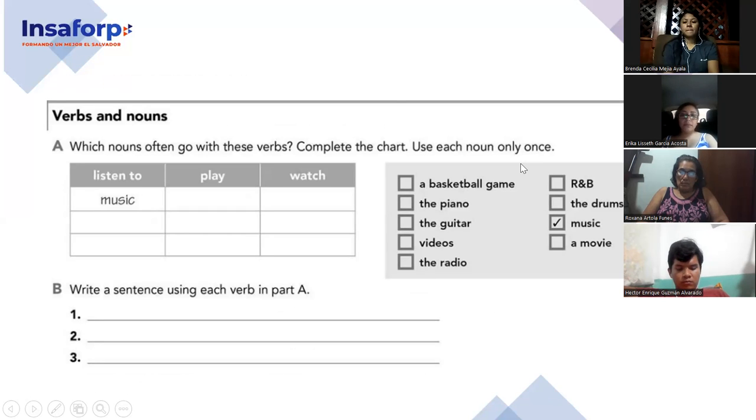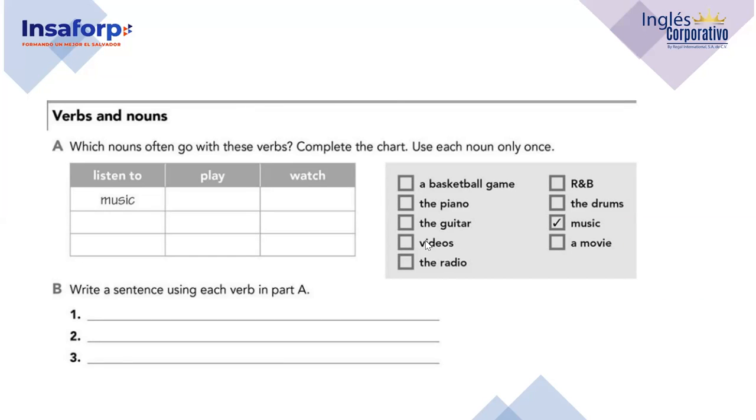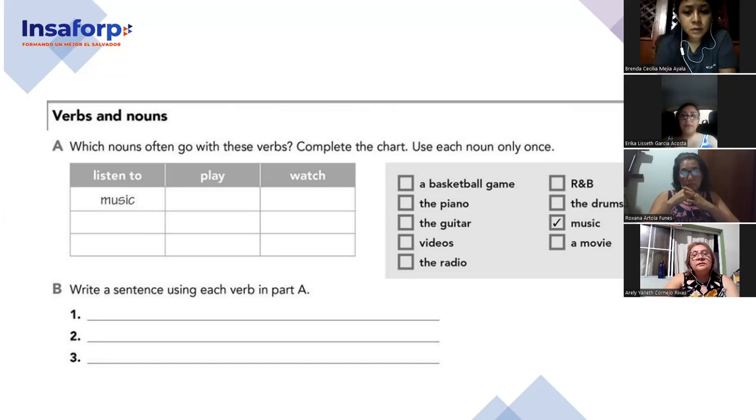Look at this one. We have listen to, play, and watch. We're going to have this vocabulary. Ayúdeme, please, Hector. Read this vocabulary. A basketball game, the piano, the guitar, videos, the radio, R&B, the drums, music, a movie. Thank you. Just hear R&B. R&B. Exactly. Very good.